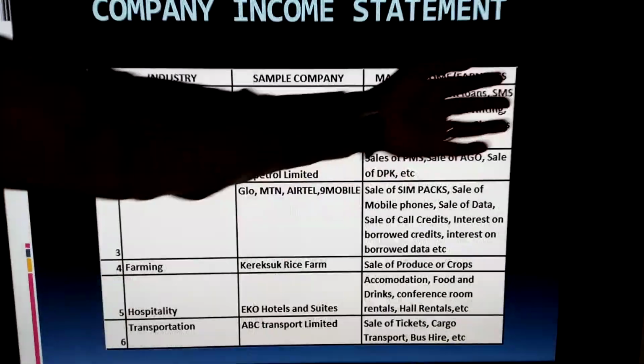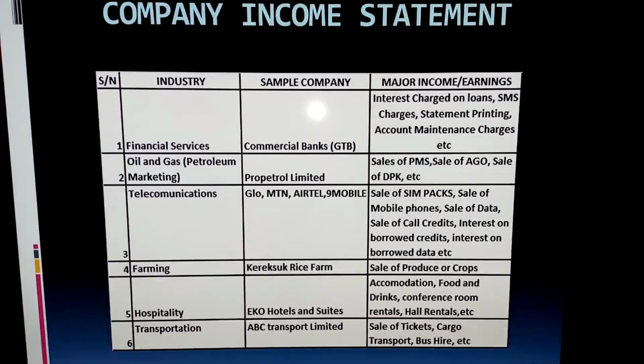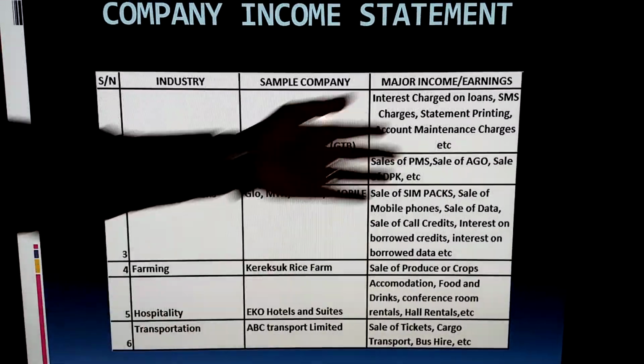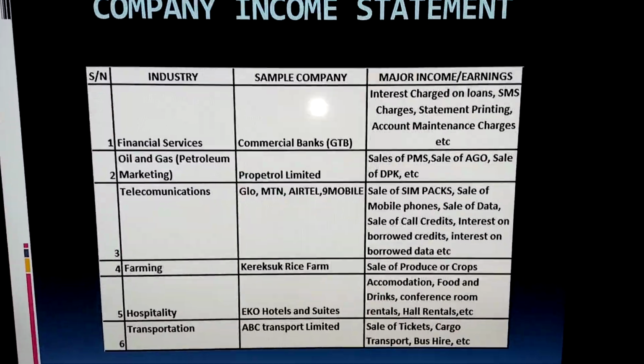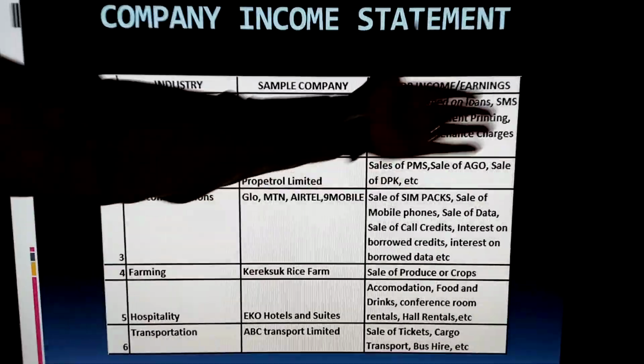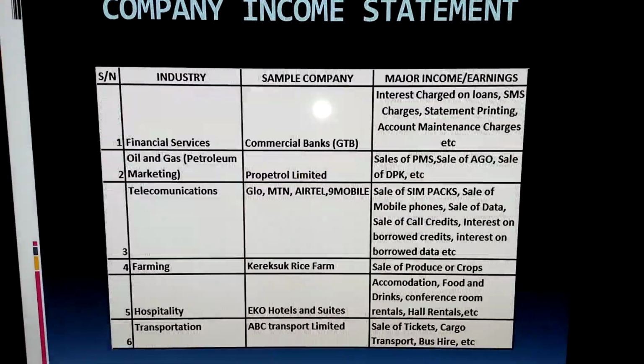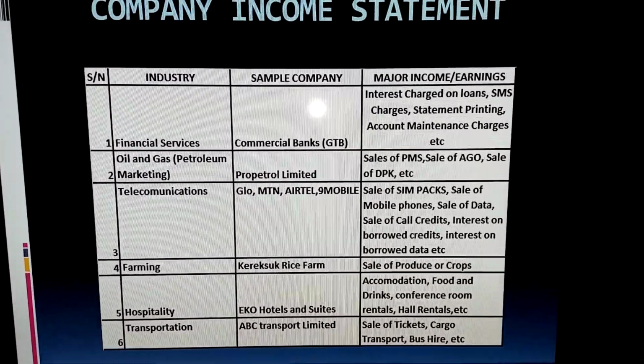Then they have SMS charges. They charge you for SMSs. If you go to the bank to print statement, they charge you for that. They charge you for account maintenance and all that. So basically, this is how the income or the earnings of the bank looks like. Once you're able to identify all these items, you are well and good with the income generating items.